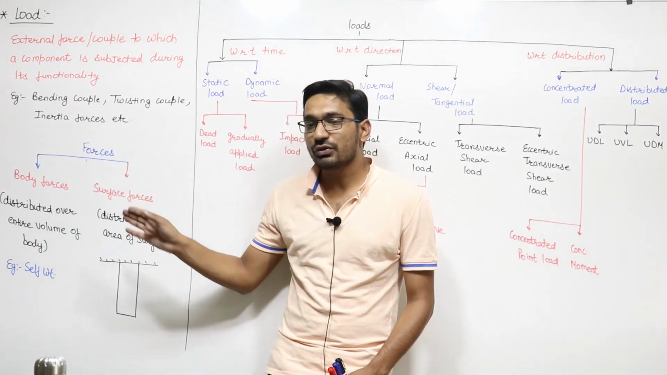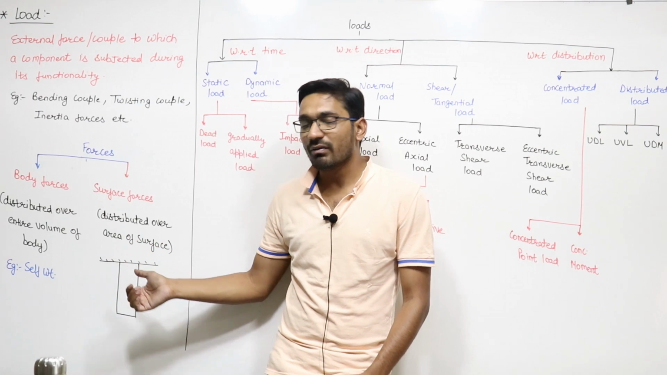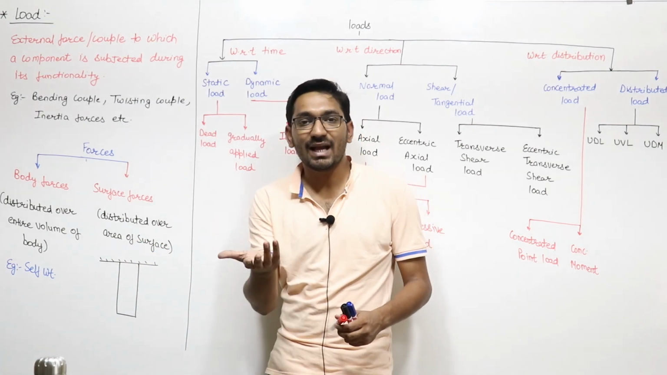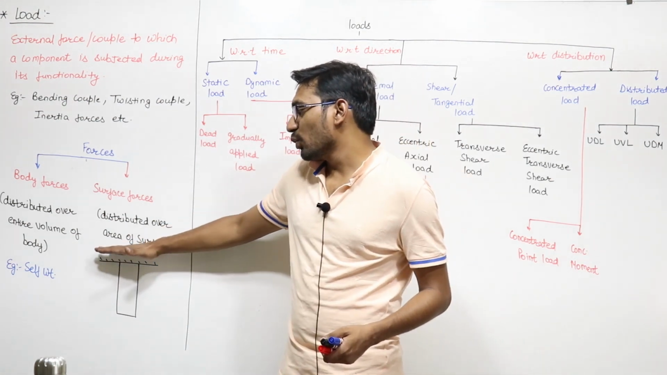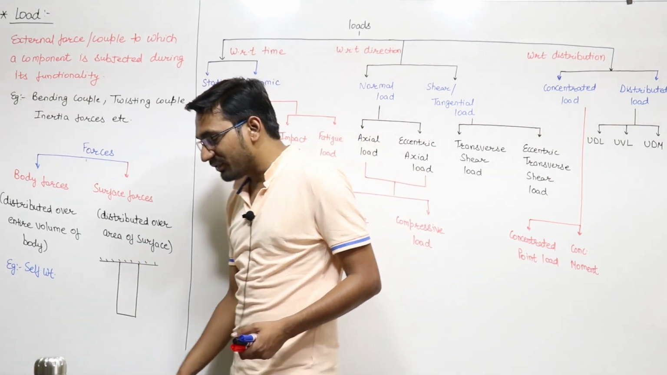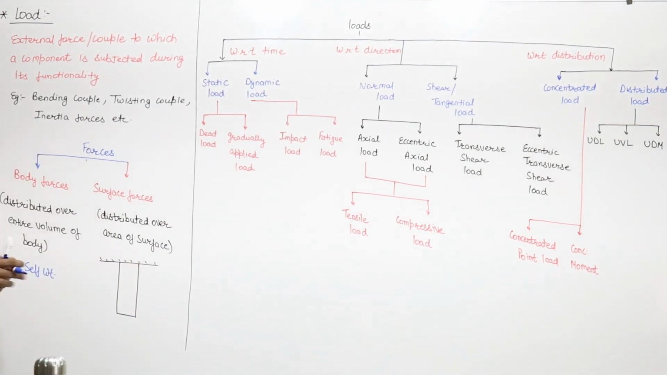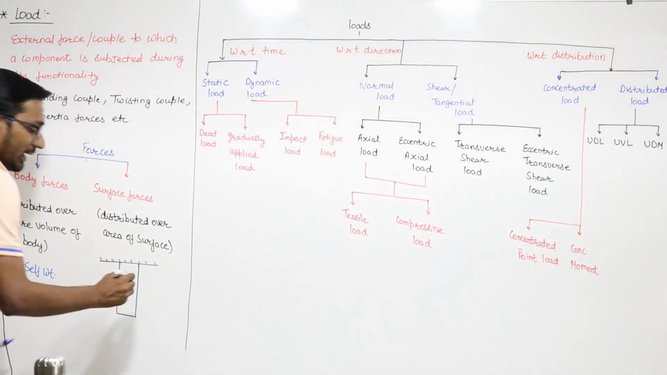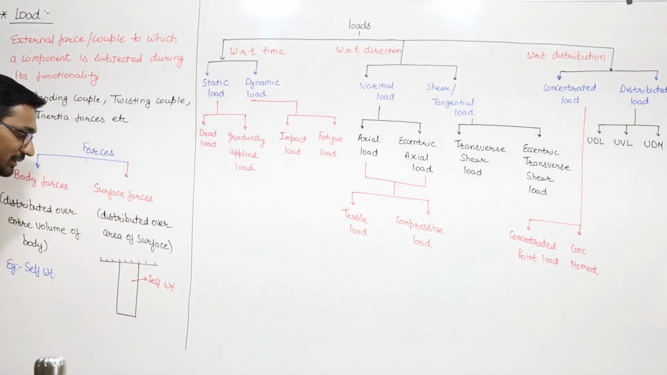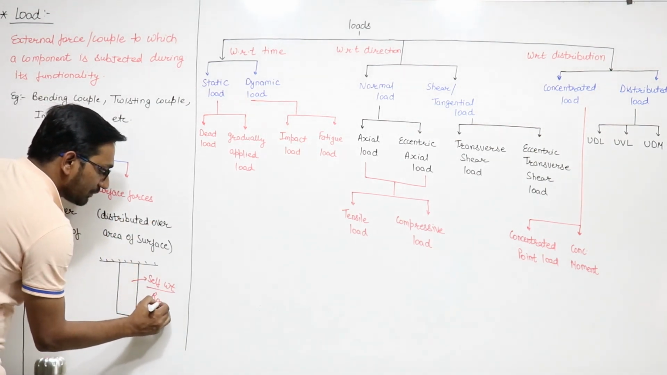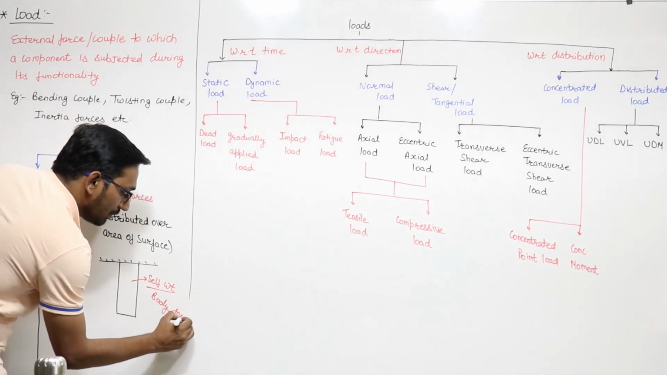Next, the second type of force is your surface force. Surface forces are those forces which are distributed over the area of a surface. At some area only, that force is acting. For example, say this is a roof, and some shaft or some beam, some structural member, is hanging from this roof. This structural member has some self weight, which is acting in the downward direction. So this self weight is a kind of your body force.